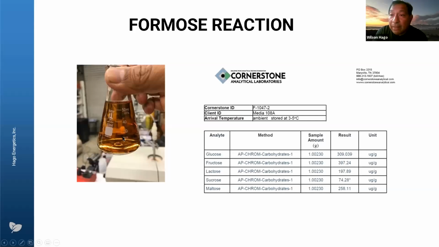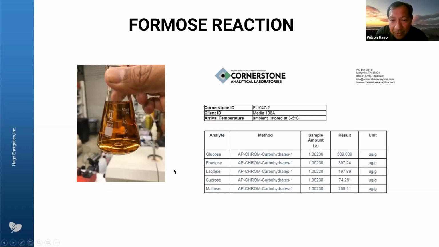So this is what the reaction looks like. I mean, the reaction changes from colorless once you get going to a beautiful brownish color. It starts a pale yellow and turns into this slightly brownish color. It smells like you have sugars in there.